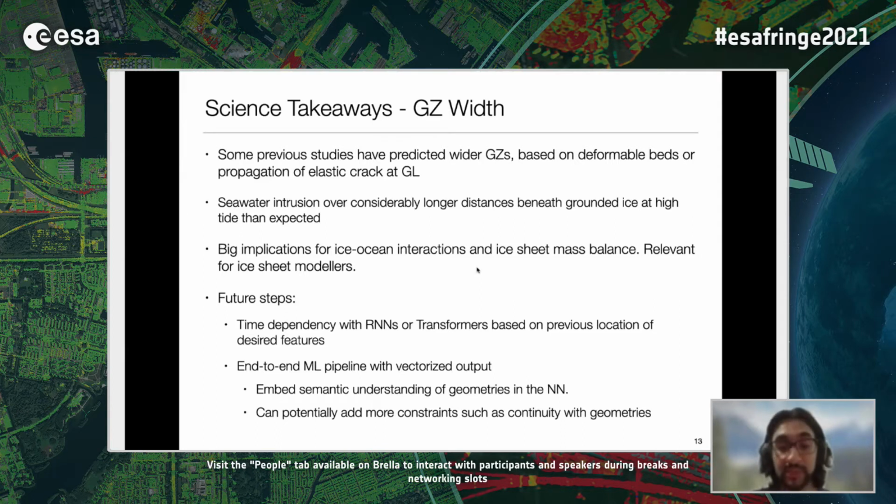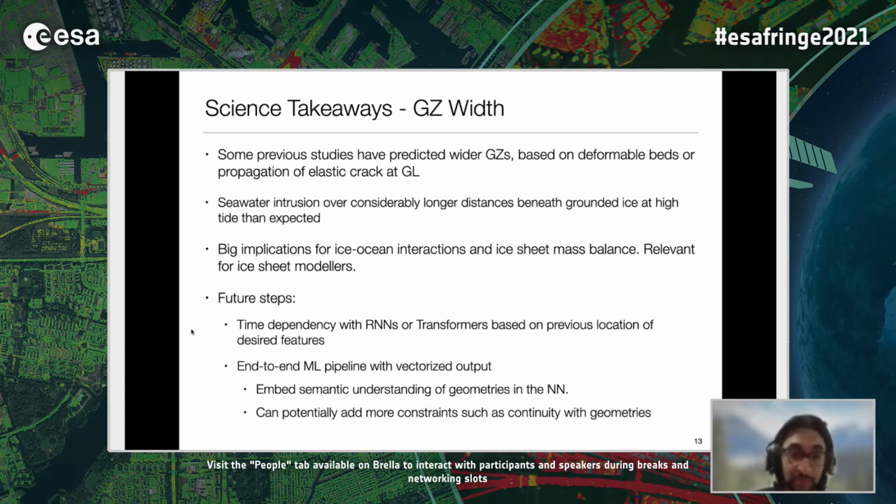And this is important because if the grounding zone is actually much wider than previously thought, that means the warm water can intrude much further under the ice and melt it much faster. So at the end of the day, this is useful information for ice ocean interaction and ice sheet modelers to be able to use.